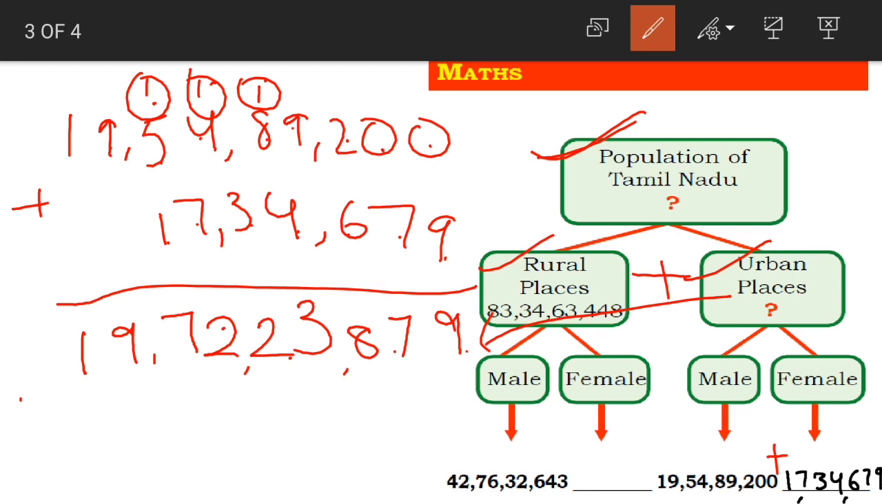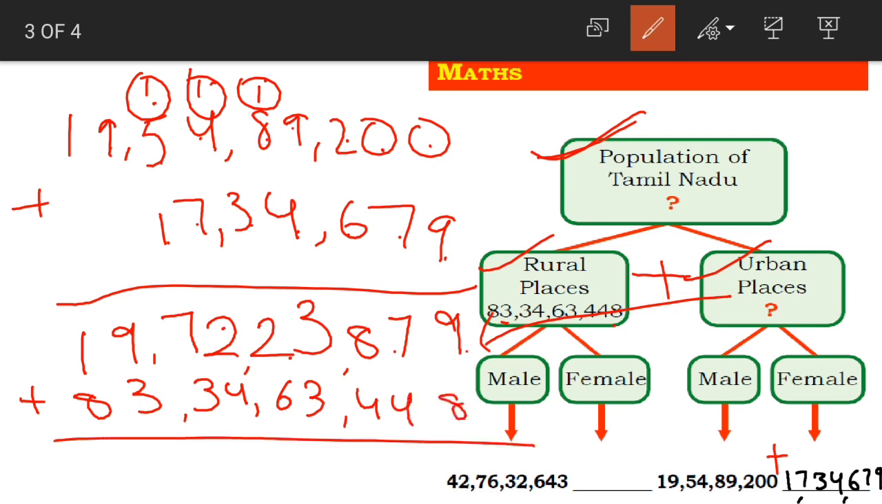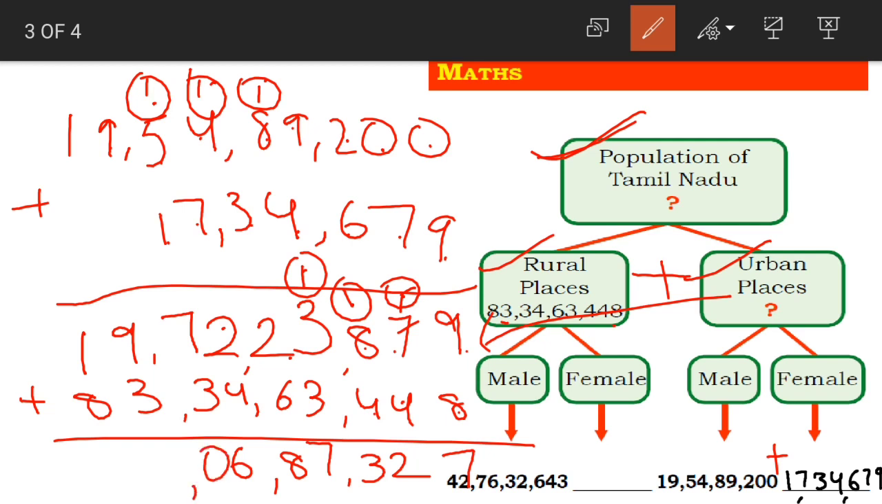So let us add. Now this is the urban plus the number of people in rural. 83 crores 34 lakhs 63,448. Now adding. 9 plus 8 is 17, 1 carried. 1 plus 7 is 8, 8 plus 4 is 12, 1 carried. 1 plus 8 is 9, 9 plus 4 is 13, 3 here, 1 carried. 7. 2 plus 6 is 8, 2 plus 4 is 6, 7 plus 3 is 10, 0 here, 1 carried, 9 plus 1 is 10, 10 plus 3 is 13, 3 here, 1 carried, 1 plus 1 is 2, 2 plus 8 is 10.